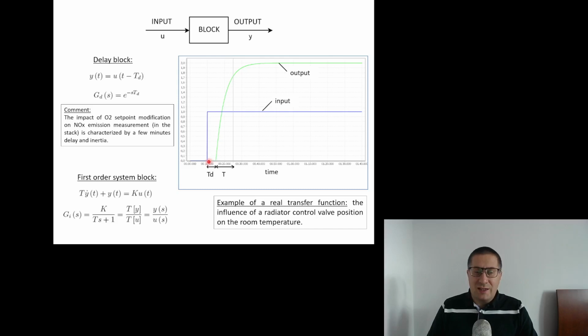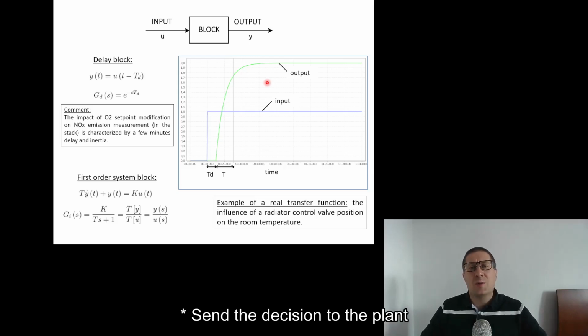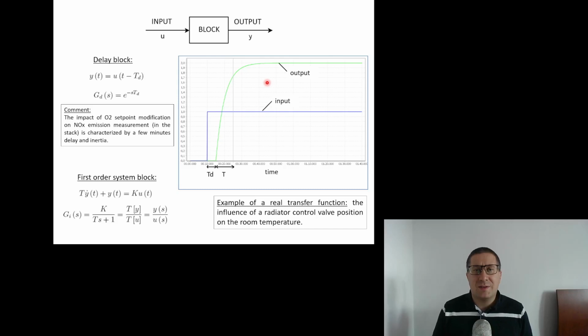Here you can see the system that consists of a delay and a first order block, the first order inertia. And we have to keep this in mind because this is a challenge for the control system. This inertia, this transport delay, because if we send our decision to the control system, we will not see the instant feedback, right? We will not see the instant reaction.